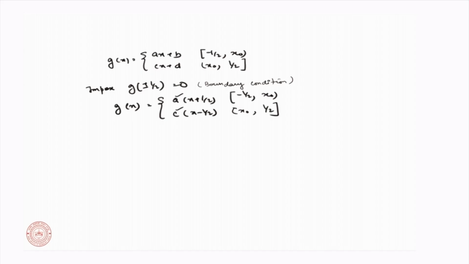Okay. So, the second set of constants, so we need a slope boundary condition and a continuity boundary condition.